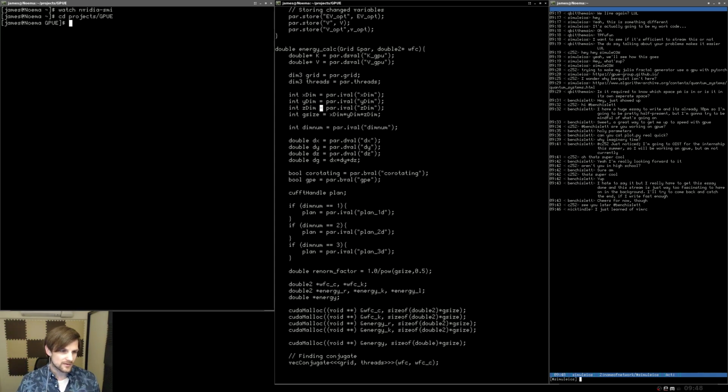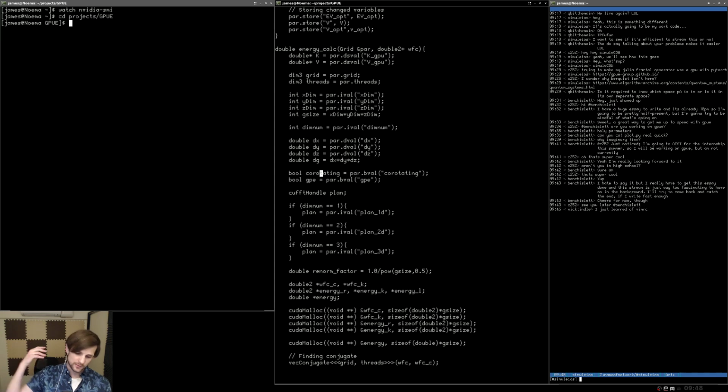We have an xdim, ydim, zdim, then a grid size, which is just dsize, and a dimnum, which is a dimension number. We're either running 1, 2, or 3D simulations. So if dimnum is equal to 2, that means we're running a 2D simulation. If it's equal to 3, we're running a 3D simulation. We have double dx, double dy, double dz, double dg. These are just x, y, z, g, so just basic grid size stuff. We have this Boolean for co-rotating, which basically means we turned on the angular momentum step.